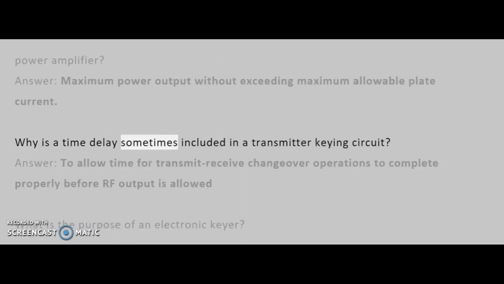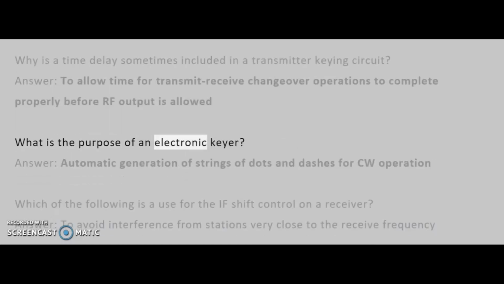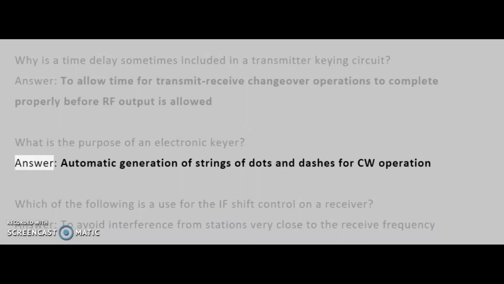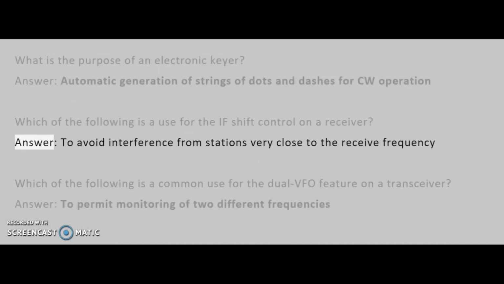Why is a time delay sometimes included in a transmitter keying circuit? Answer: To allow time for transmit-receive changeover operations to complete properly before RF output is allowed. What is the purpose of an electronic keyer? Answer: Automatic generation of strings of dots and dashes for CW operation. Which of the following is a use for the IF shift control on a receiver? Answer: To avoid interference from stations very close to the receive frequency.